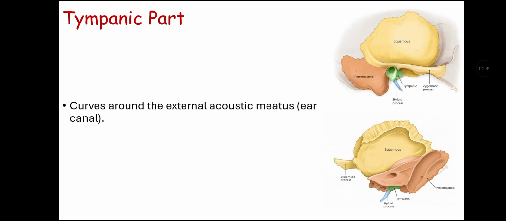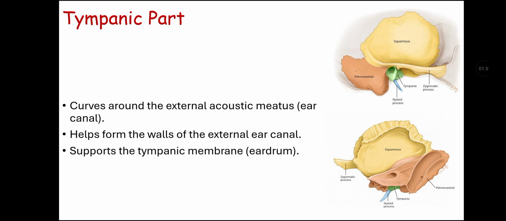Next part is tympanic part, as you can see here in diagram. It curves around the external acoustic meatus, that is ear canal. You can see in diagram, the green color part is the tympanic part. It helps form the walls of the external ear canal. It supports the tympanic membrane, that is eardrum.